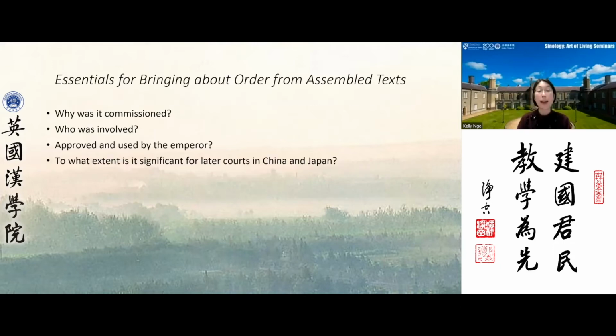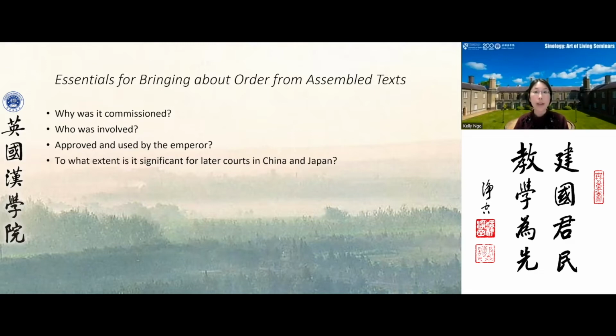So what I'm going to talk about now is to explore why it was commissioned. Who was involved? What happened? Was it actually used? Was it approved by Emperor Taizong? And as I mentioned before, to what extent was it meaningful? Was it significant for later courts after his rule?